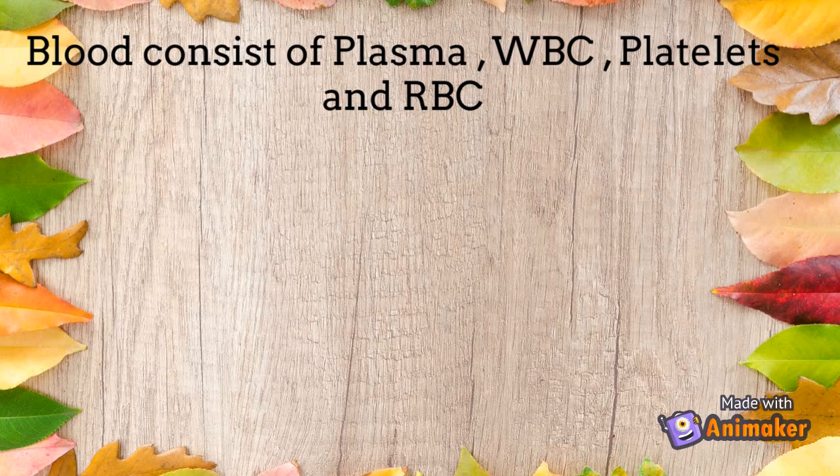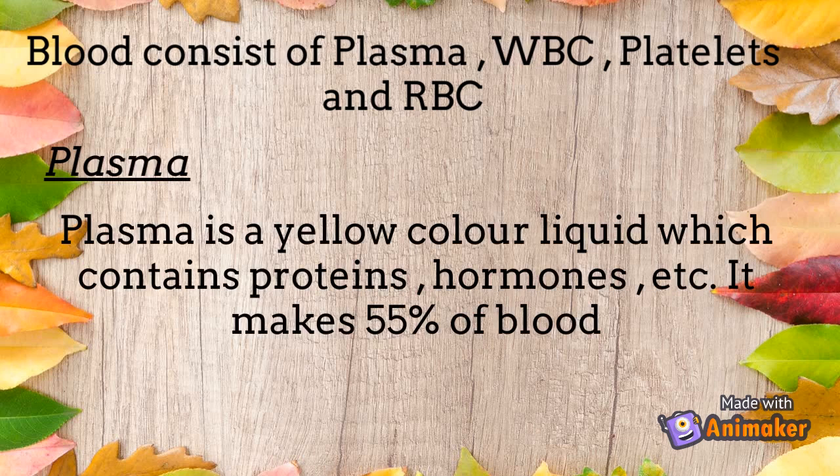Blood consists of plasma, WBC, platelets and RBC. Plasma is a yellow color liquid which contains proteins, hormones, etc. It makes up 55% of blood.